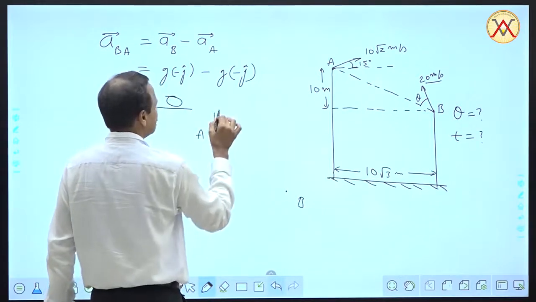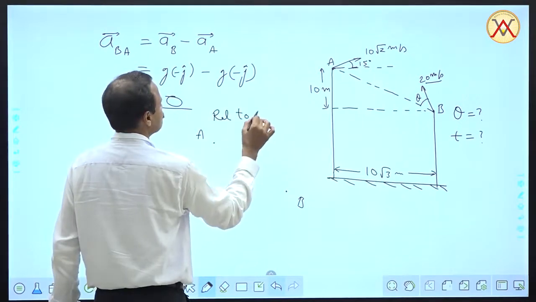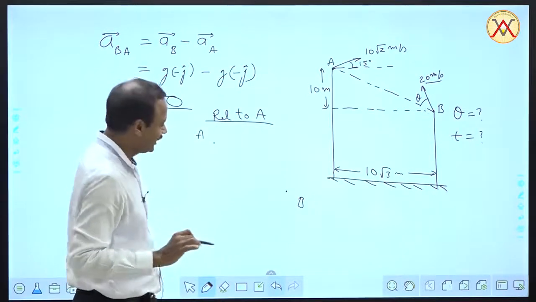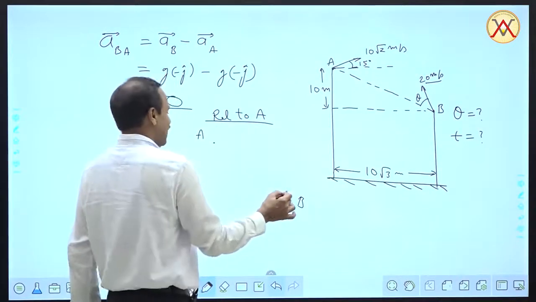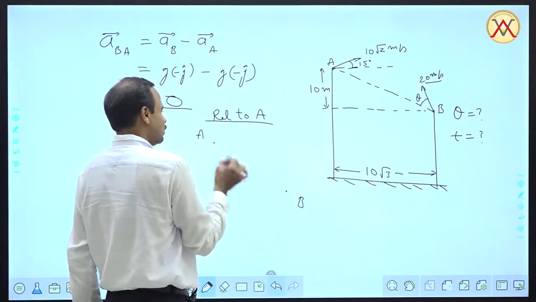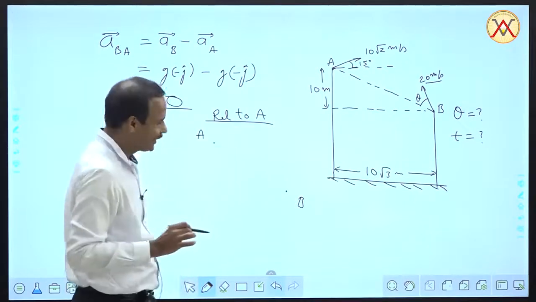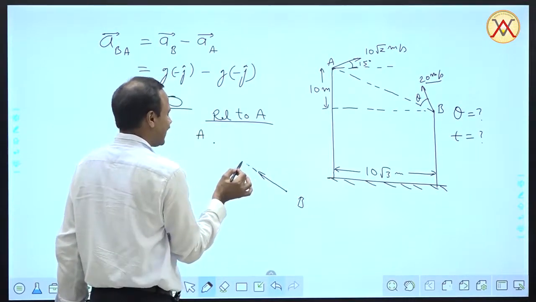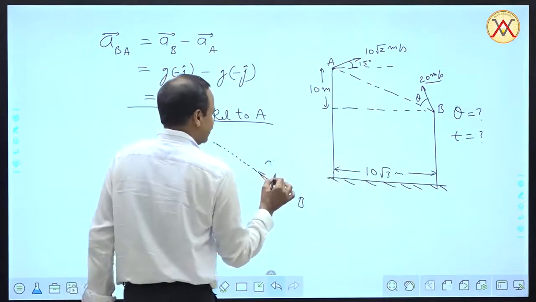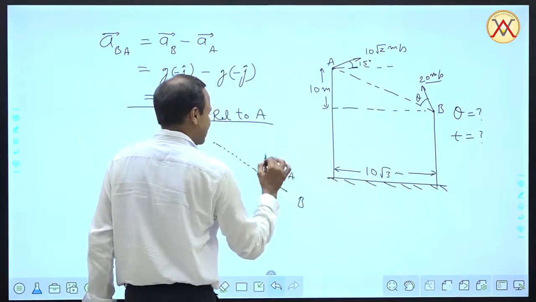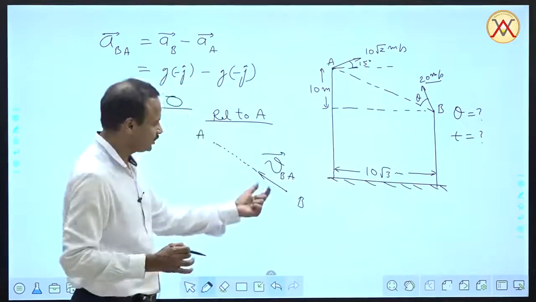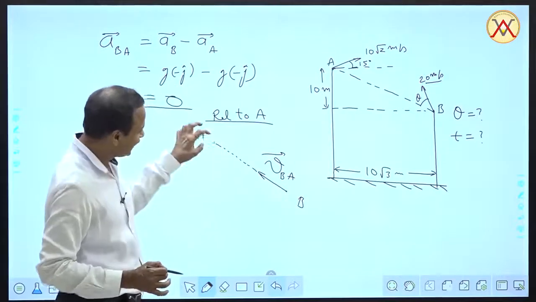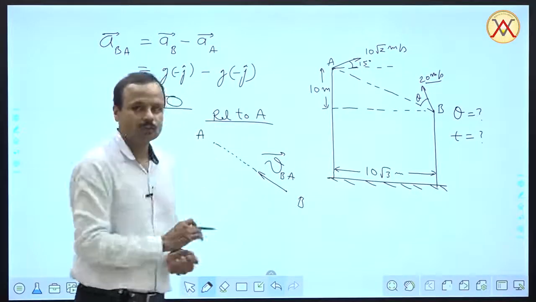I am thinking now relative to A. So A is not moving and the motion of B is a straight line. So if A and B have to collide and A is not moving, it means the velocity of B has to be directed towards A. The velocity of B with respect to A, that is, not in the ground frame. The velocity of B with respect to A has to be directed like this. If it is directed like this and A is not moving, then it is going to hit.